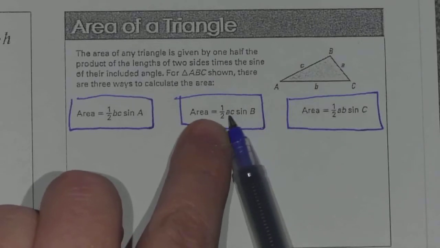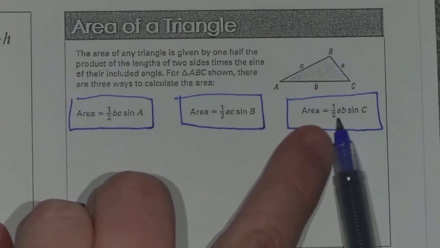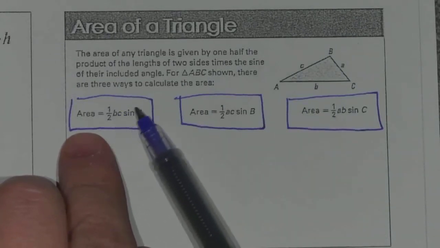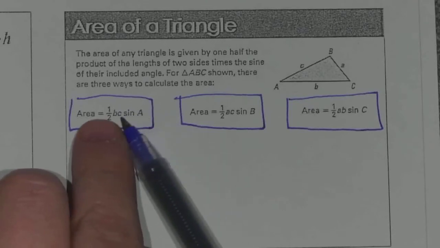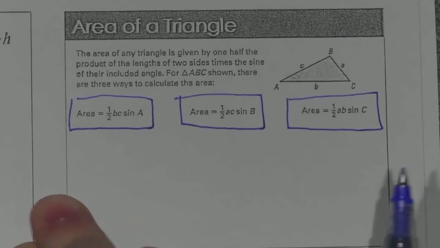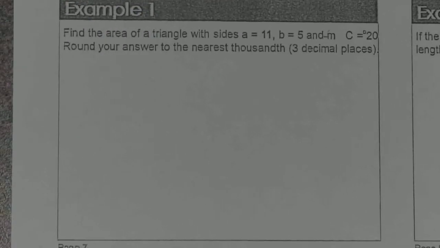A and C. Okay, and if I have angle C, which two sides am I going to use? A and B. So really, this is still the area formula, 1/2 the base times the height, but we're using a sine function to find the height. Okay, you following me on where it's coming from? So really now we're just going to plug into the formula and use it.